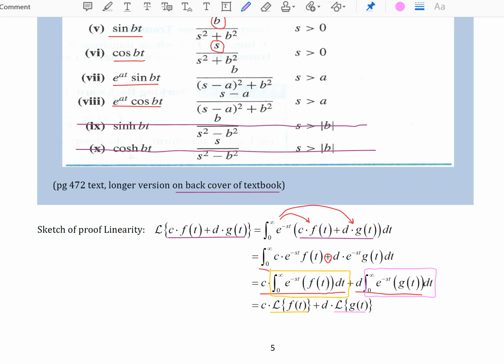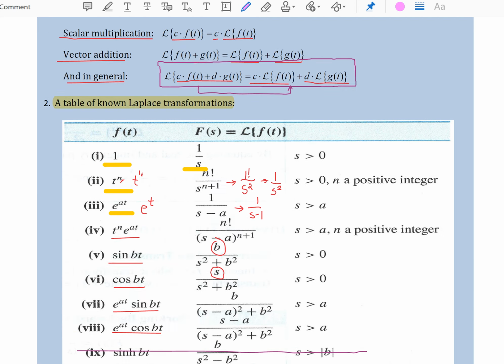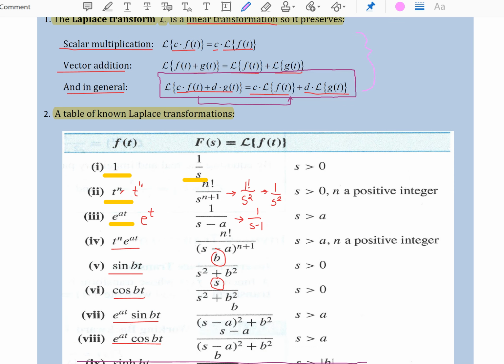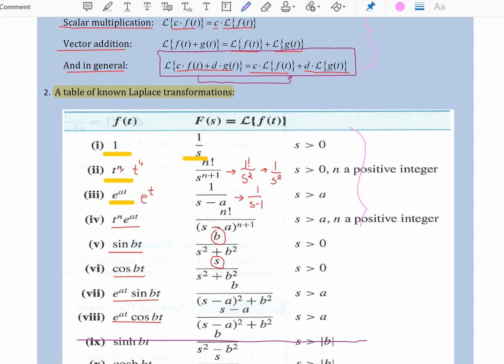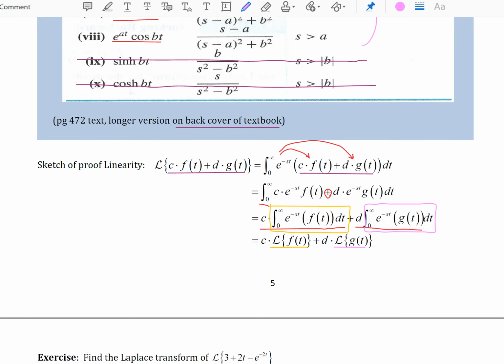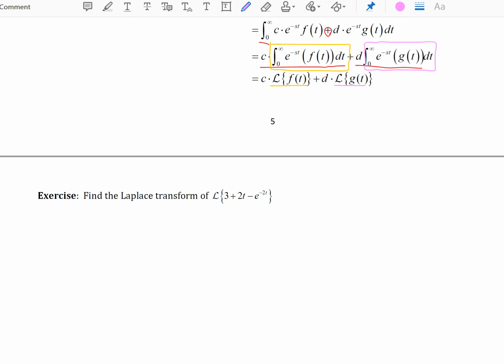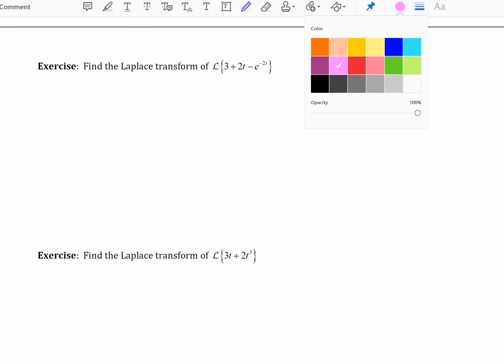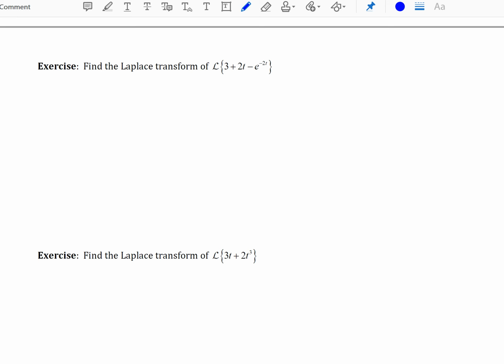Now, what I would really like to do though is practice these Laplace transform tools. I would like to practice how I use the fact that the Laplace transform preserves these operations and how to use this table of known Laplace transforms to evaluate some examples. So let's look at a first one. Here I would like to find the Laplace transform of this function.